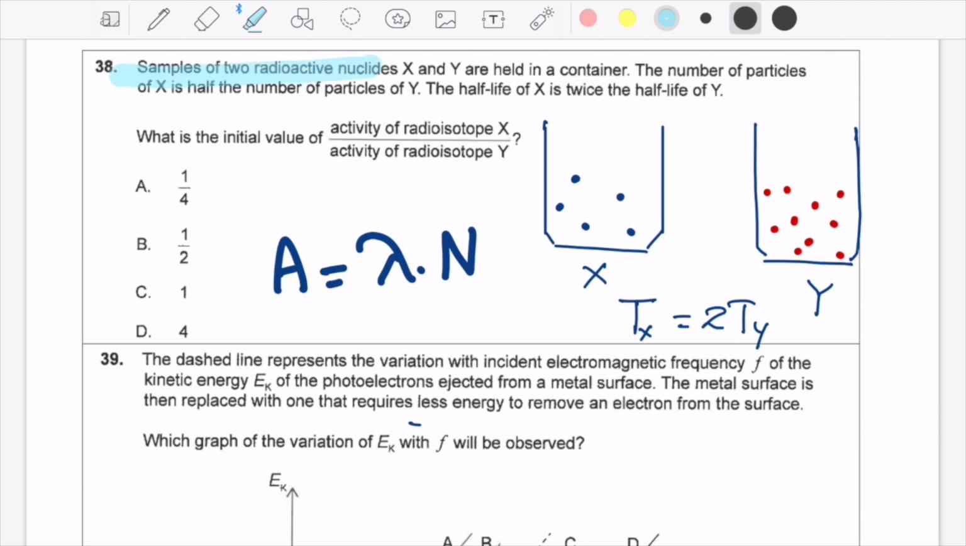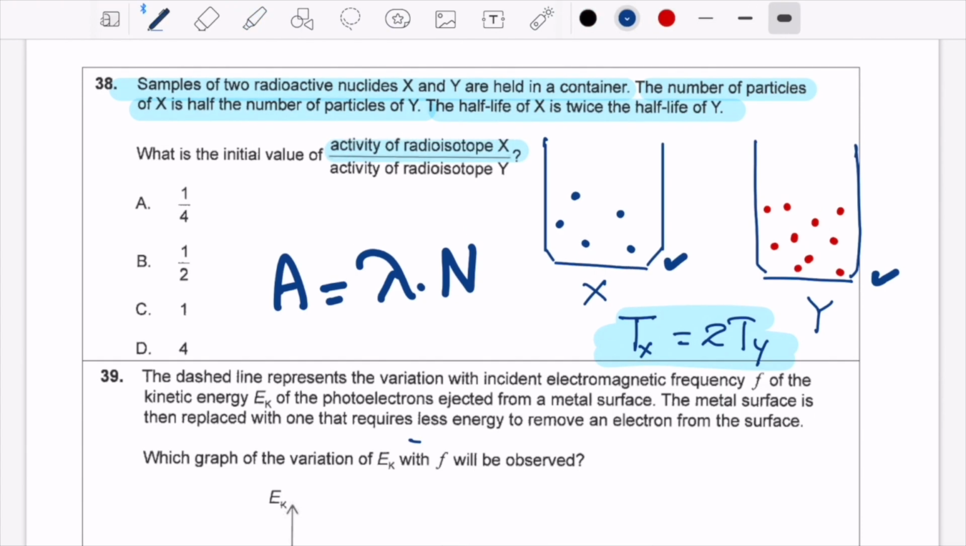Samples of two radioactive nuclides X and Y are held in a container. The number of particles in X is half the number of particles of Y. Okay, I put that information here: 5, 10. So Y has twice. The half-life of X is twice. Half-life also has a relationship. X has the bigger half-life. Now they ask about activity.